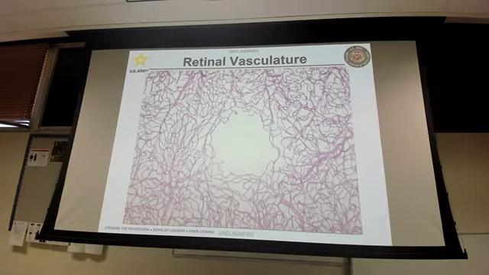This is a close-up of the retinal vasculature. Just like we were saying with the first retinal anatomy slide, the fovea is avascular, so that's where that empty space is, and that is where the choroid is supplying the vasculature.